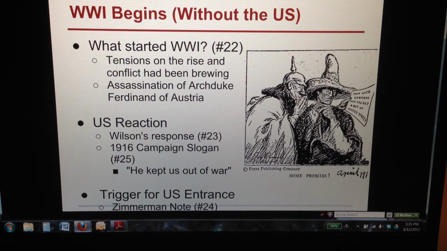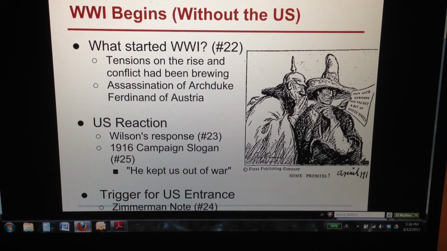But the thing that really is pointed to as the turning point, what really started the war, was, on the second bullet, the assassination of Archduke Ferdinand of Austria. So this is a leader in Austria, and he was assassinated by a Serbian nationalist. And what this does is basically a snowball effect.